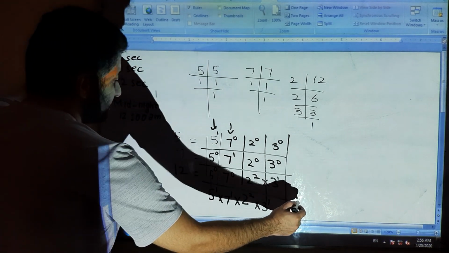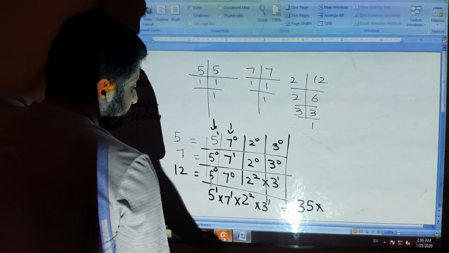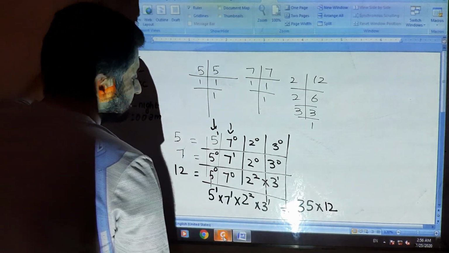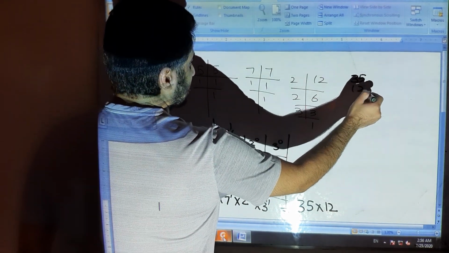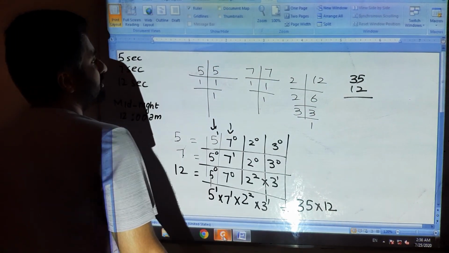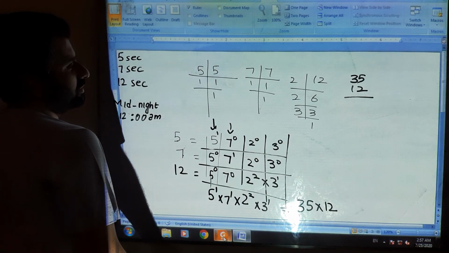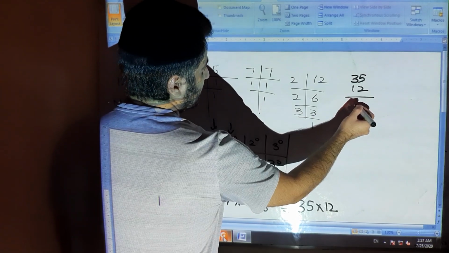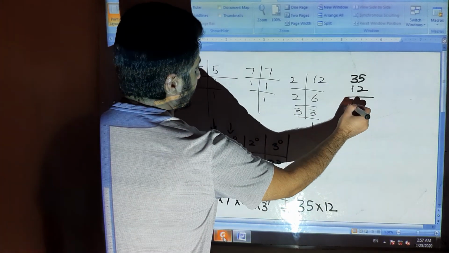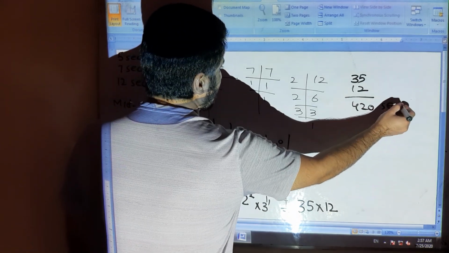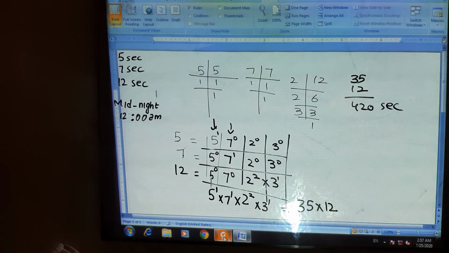You can calculate it. 7 5s are 35, 2 raised to the power 2 is 4, into 3 is 12, 35 into 12, you can compute this. Well, that is 350 and 70. Add 70 to 350, that is 420 seconds. After 420 seconds all these three events will happen again.